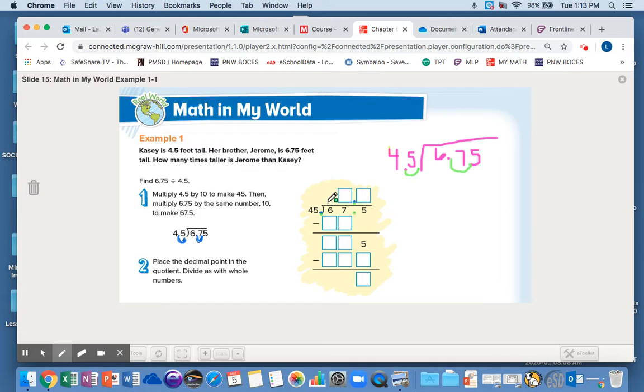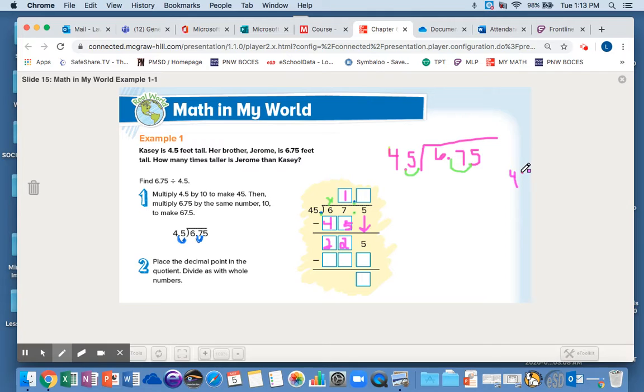So we know 45 is not going to fit into 6. That would be crazy. So 45 into 67 goes once, because 1 times 45 is 45. So 7 minus 5 is 2, and 6 minus 4 is 2. They already are bringing down the 5 for you. So now you have this big number of 225, and you have to figure out how many times 45 goes into it. Well, we have to go back to our old days of long division.